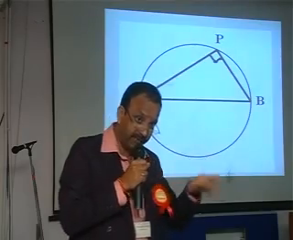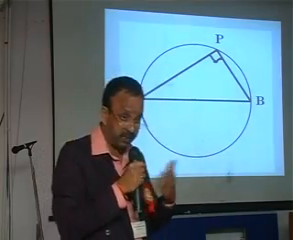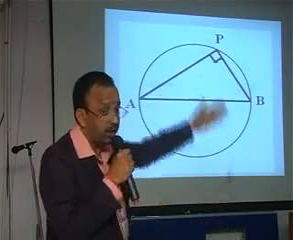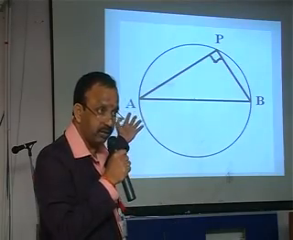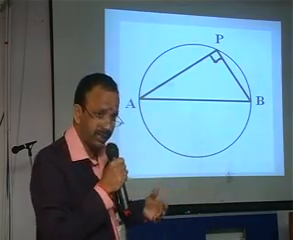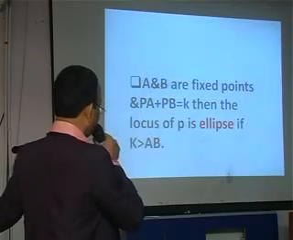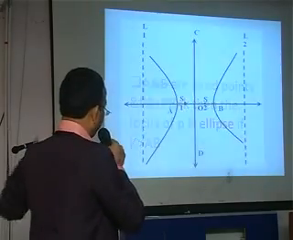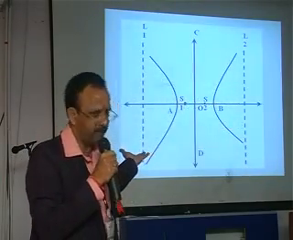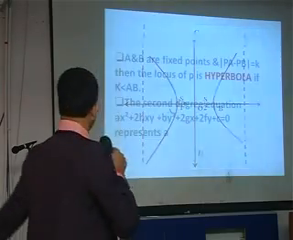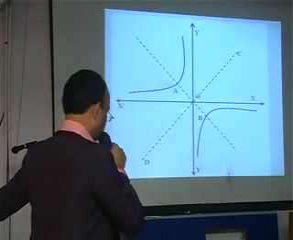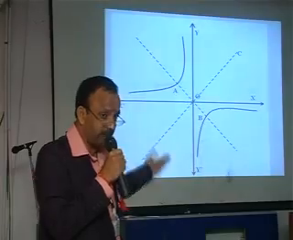PA and PB. Say they are constant K, and PA plus PB is greater than K, it is called an ellipse. This is another definition we are giving for locus. So basing on different conditions, we are defining the locus. This is hyperbola. And the next. This is rectangular hyperbola.